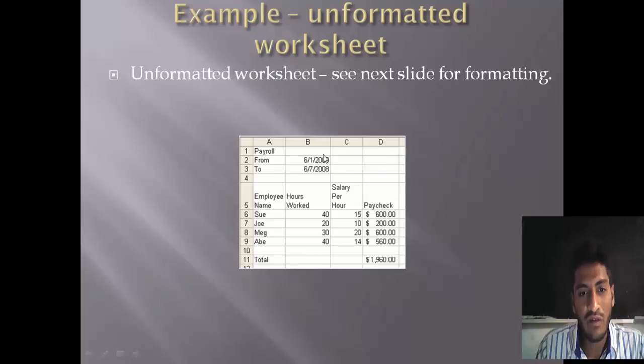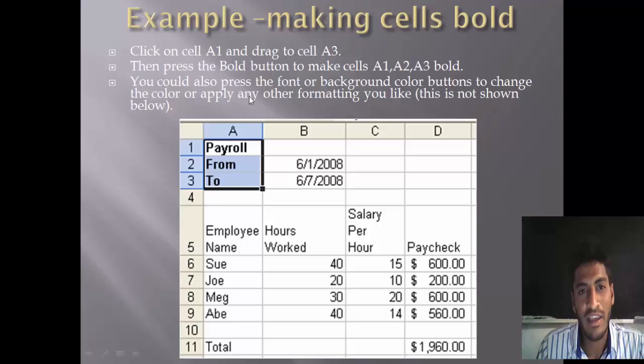This is a payroll form with the date, the given time, and the salaries and hours. You can check out everything over here. Example: making cells bold. Click on cell A1 and drag to cell A3. Then press the bold button to make cells A1, A2, A3 bold. You can also press the font or background colors to change the color or apply any other formatting you like, as shown below.